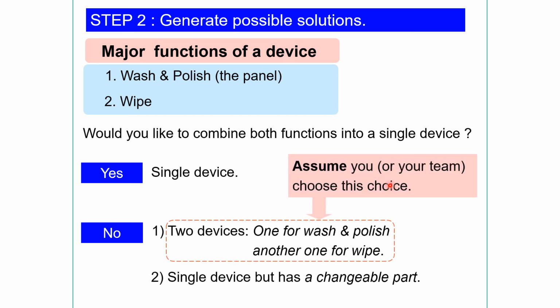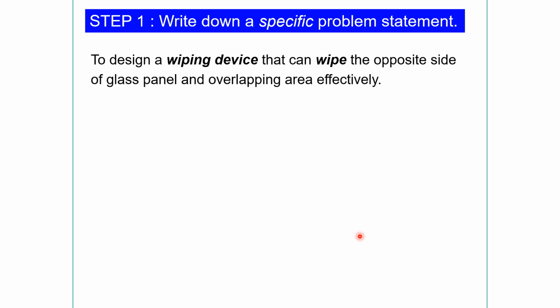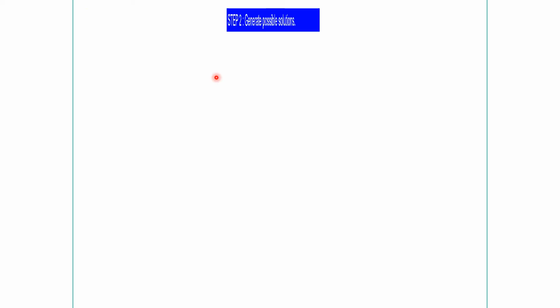Assume you and your team choose this option: one for wash and polish, another for wipe. Any person can choose any one. Okay, so let's suppose you and your team selected one for wash and polish, another for wipe. So our solution is to design a wiping device that can wipe the opposite side of a glass panel and overlapping area effectively. In the problem statement, now we will develop a device for wiping.